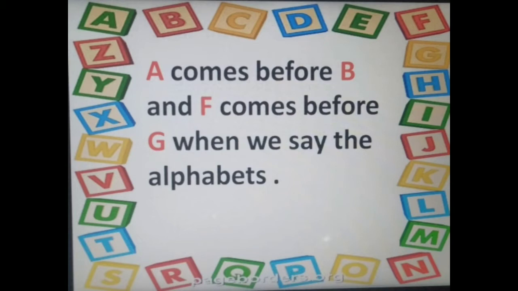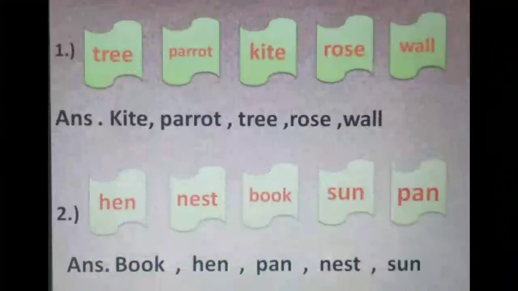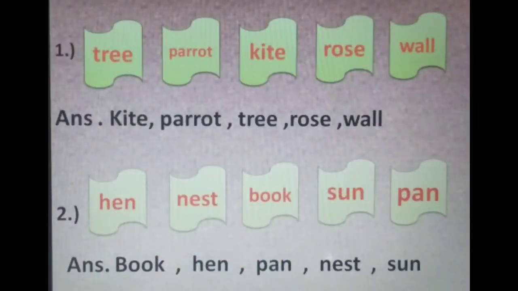In this picture, we can see the border of ABCD, or alphabets. From this, we can understand which letter comes before and which letter comes after. For example, J comes before K, N comes before M. Now, let us see how to arrange words in alphabetical order.